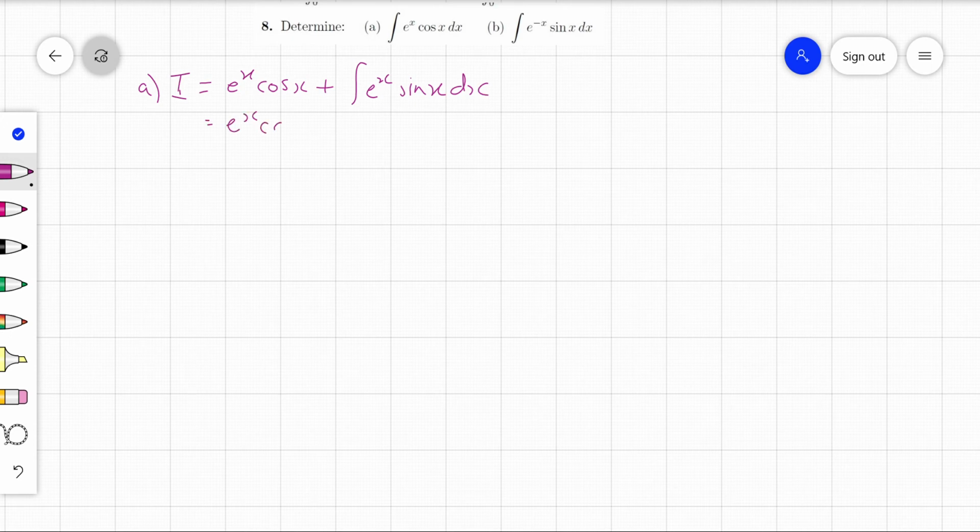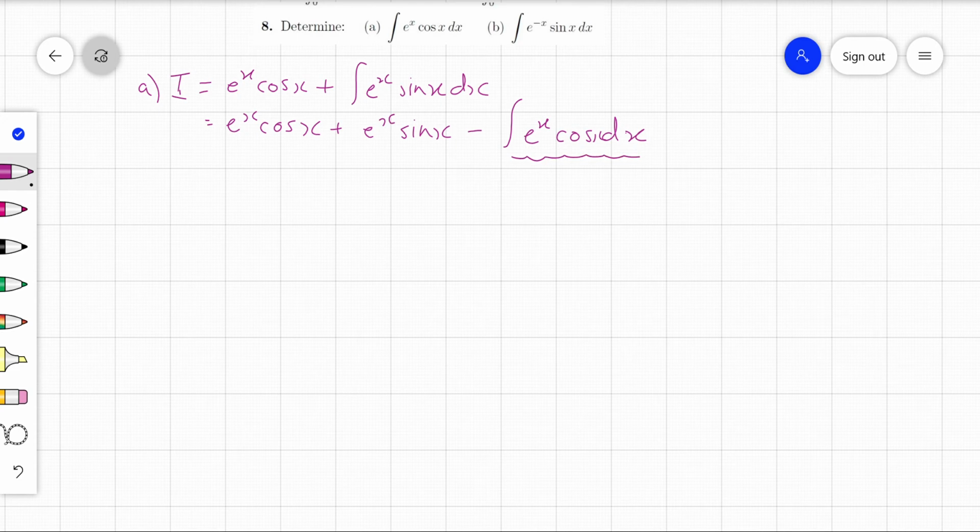And I'm going to do this one by parts twice, so I'm going to do it again. So I'm going to integrate e to the x, which is just e to the x, leave the second one, minus the integral of, I've integrated that one, and I'm differentiating sine x, so I get cos x dx. Now this part here is exactly the same as the original integral.